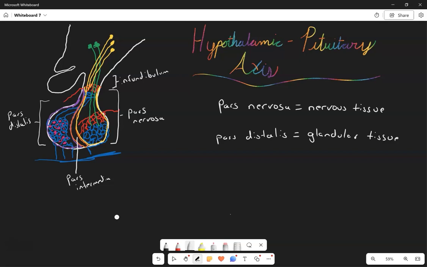So each of these different regions of the pituitary gland, even though they have close connection with the hypothalamus, function a little bit differently. They look a little bit different, and they're going to secrete different hormones. So we're going to break it down, and we'll talk about the anterior pituitary, and we'll talk about the posterior pituitary independently, and we'll take a look at each of the hormones that each of the regions secrete.